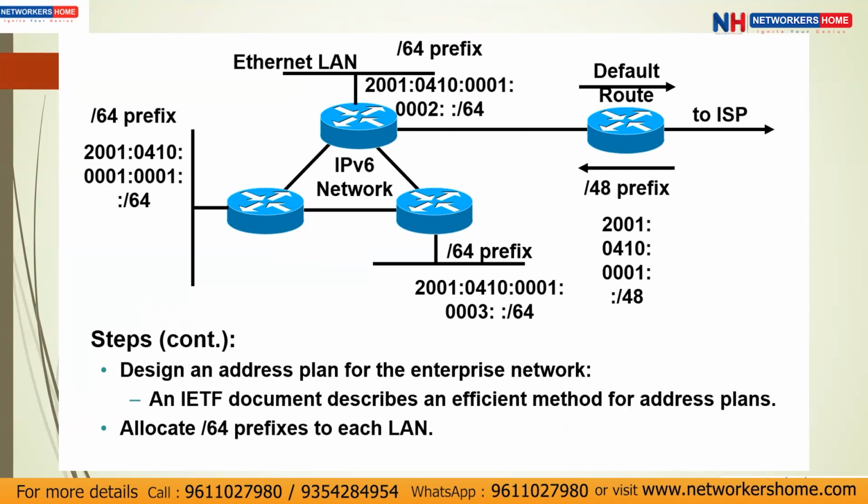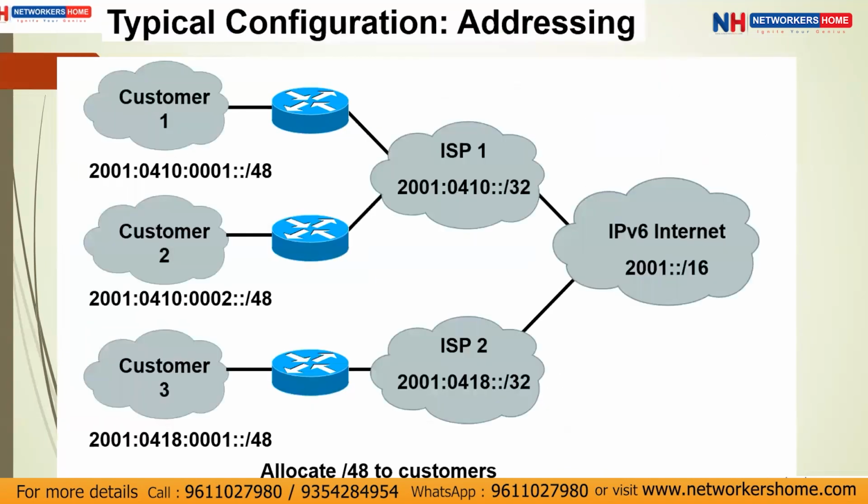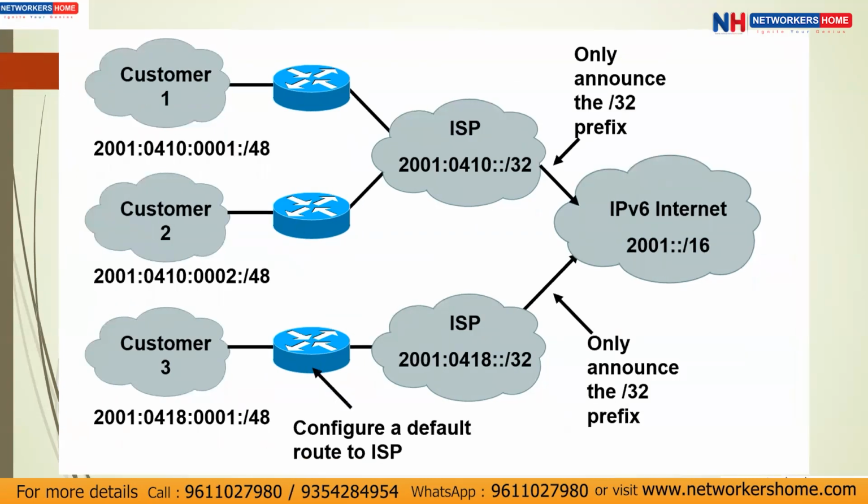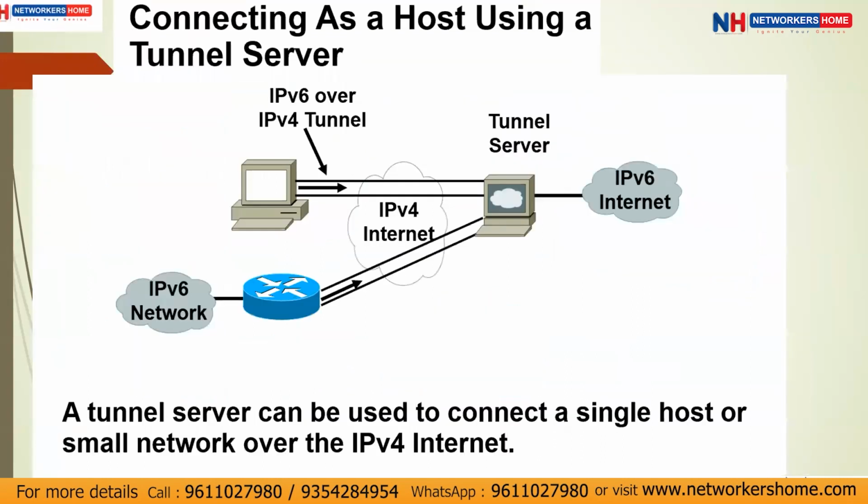Ethernet LAN, default route, all information mentioned above. And typical addresses: customer 1, customer 2, customer 3, then ISP 2, ISP 1, the ISP allocates a /48 to the customers. Then configure a default route to the ISP, and only announce the /32 prefix towards the ISPs. Everywhere you will find that this is how we announce the prefixes towards the ISPs.